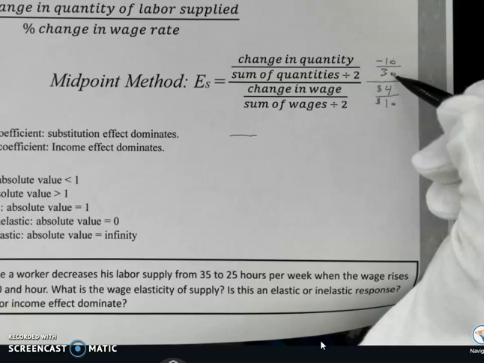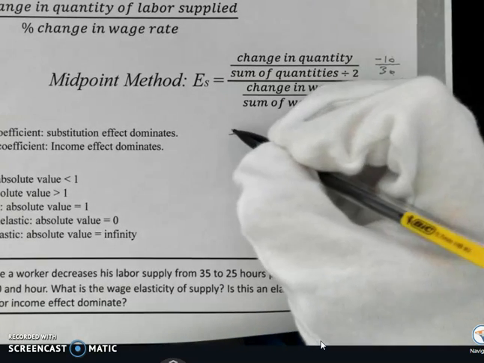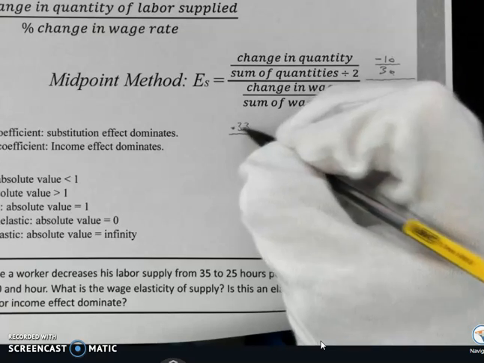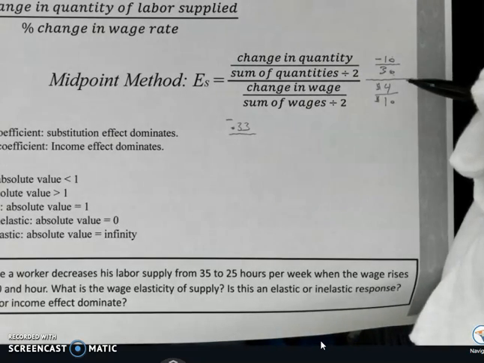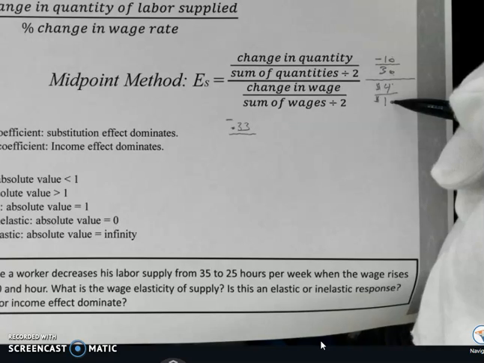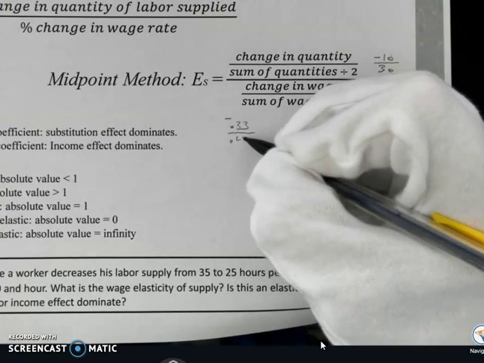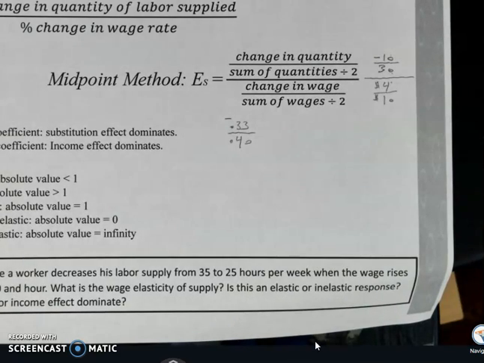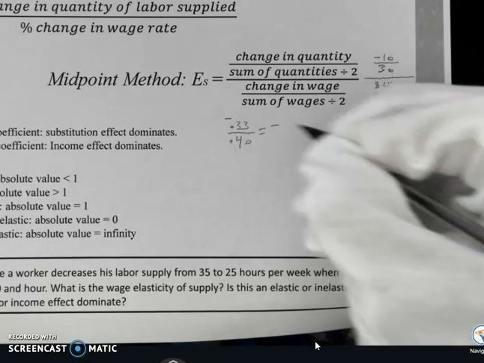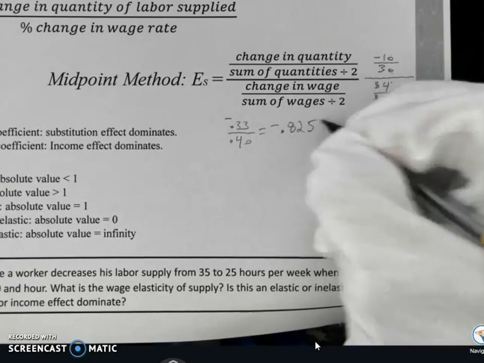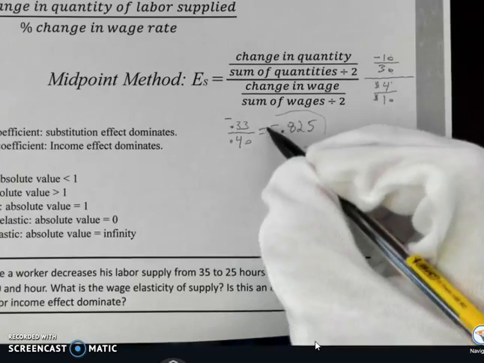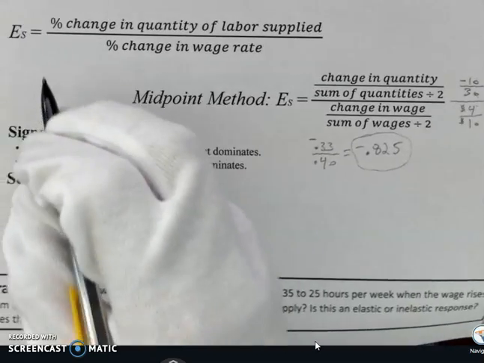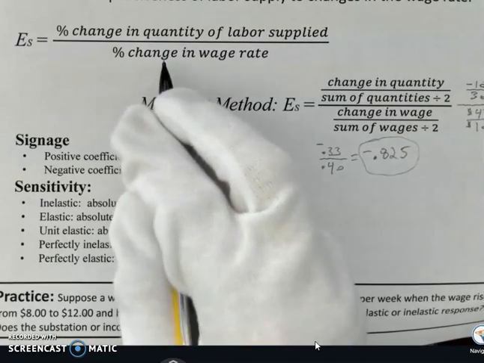Well, negative 10 over 30 is negative 0.33. And then positive 4 over 10 is 0.40. Then we can take negative 0.33 and divide that by 0.4 and we get 0.825. So this is our elasticity of labor supply.